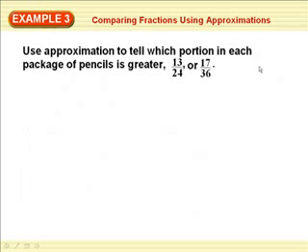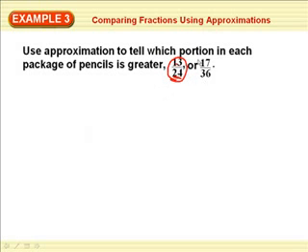Okay, so let's see what I can do on this one. It says to use comparing fractions using approximation. Use approximations to tell which portion of the bag is greater. Notice that the numerator of each fraction is about half of the denominator. Maybe my pen froze up on me. Let me turn my board back on, maybe it'll start. There we go. Right here, 24, half of 24 is 12, so that's really close to a half.